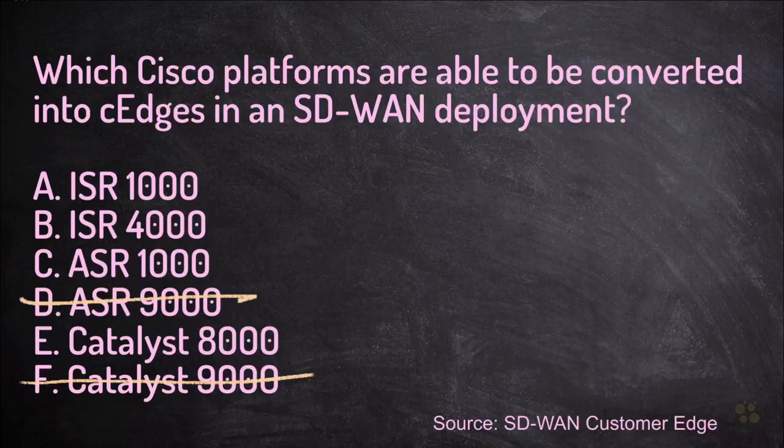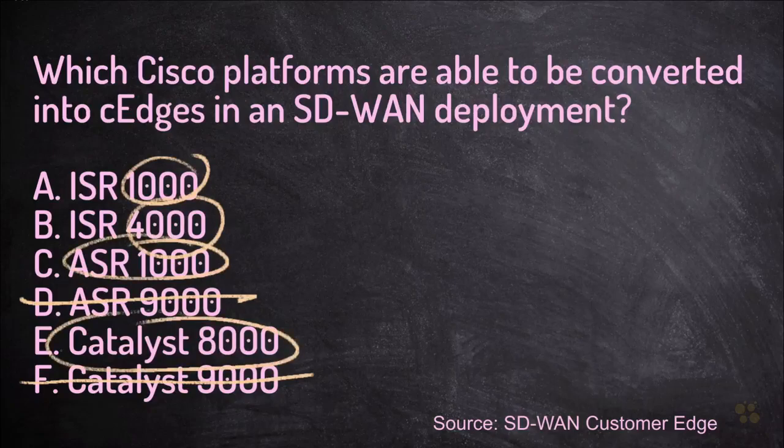But we will recall from our conversation that the ISR 1000s, 4000s, and the ASR 1000s, along with the new Catalyst 8000s, these are going to be our platforms of choice when it comes to SD-WAN. Well, that wraps up this quiz. If you found yourself lacking any of this information, then be sure to go back and watch the appropriate videos in order to make sure we've got it all locked down.